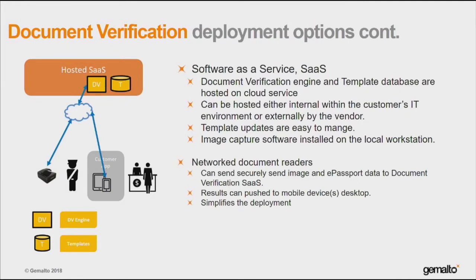Another growing option is using network-based capture devices, so that the document reader is able to use Ethernet or Wi-Fi to capture the optical and ePassport information and send that to the host systems for document verification, where the results can then be pushed down to a tablet. And that frees up the border control officers, as opposed to being tied to a desk. They can be moving around more. They don't have to be assigned to a specific location.